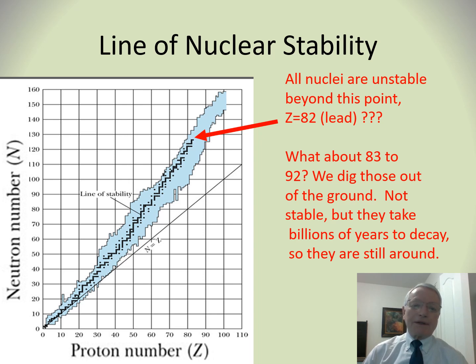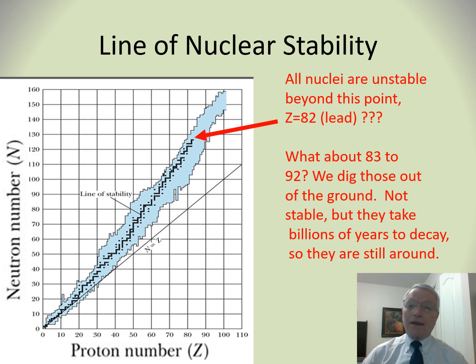And then way up there, you see where you have little black squigglies going up there. Those are the stable isotopes. And when you get up to about a Z of 82, then there just aren't any more black squiggles. There are no more stable nuclei above lead at 82.